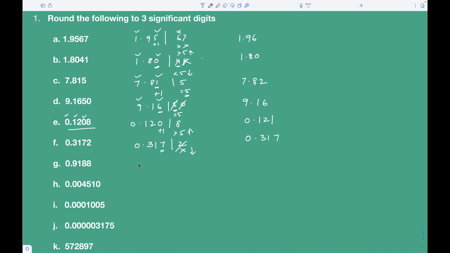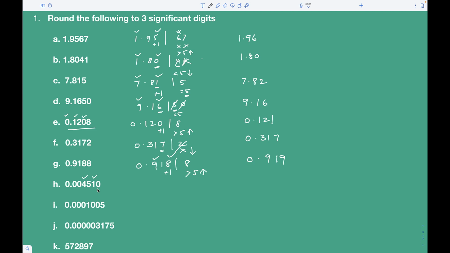What about this case? 0.9188. This is the first significant digit, this is the third one. So we have to keep these three digits, drop this one, because the first digit that is getting dropped, or the only digit in this case that is getting dropped, is greater than 5. You have to round up, so you have to add a 1 to the last digit that you are keeping. So then the value becomes 0.919.